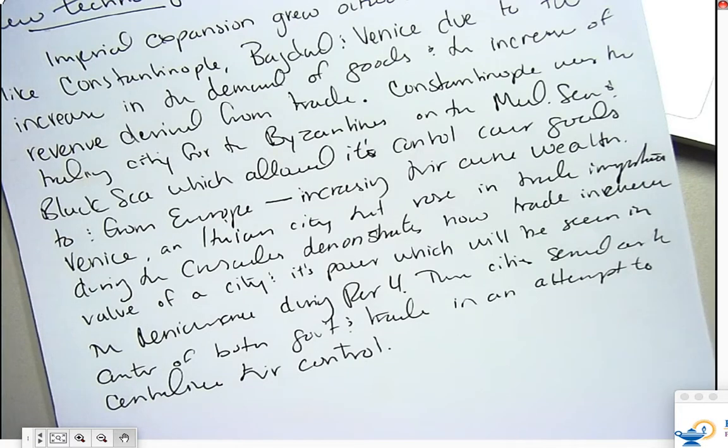So, imperial expansion grew outward from its trading cities like Constantinople, Baghdad, and Venice due to the increase of the demand of goods and the increase of revenue derived from trade. Constantinople was a trading city for the Byzantines in the Mediterranean and Black Sea, which allowed its control over goods to and from Europe, increasing their own wealth. Venice, an Italian city, rose in trade importance during the Crusades, demonstrates how trade increased value in its city and its power, which will be seen in the Renaissance during period 4. The cities, what does that say? These cities served as the center for both government and trade as an attempt to consolidate, centralize their power.